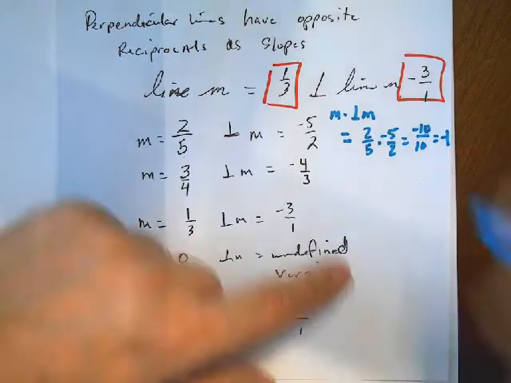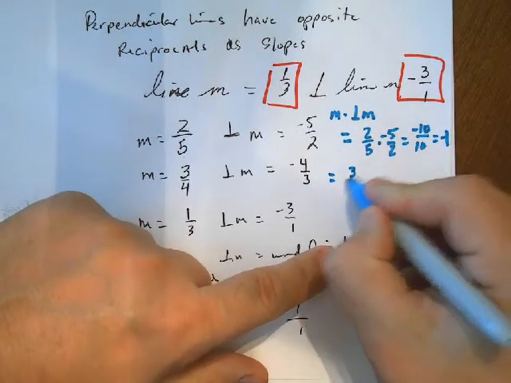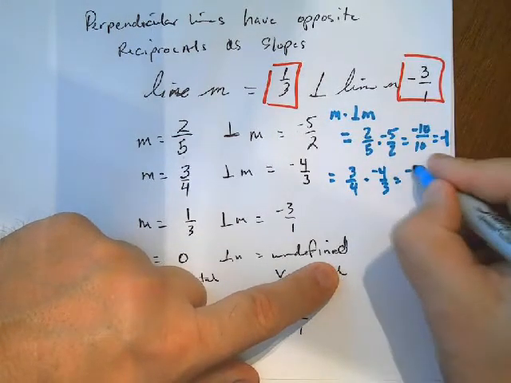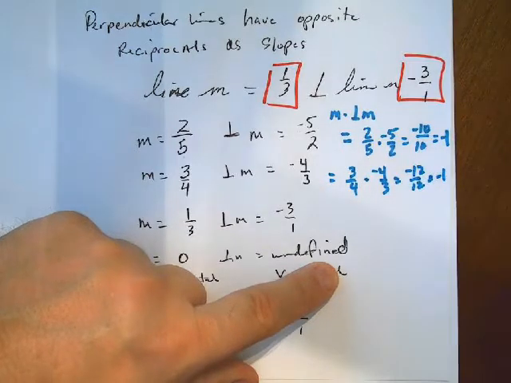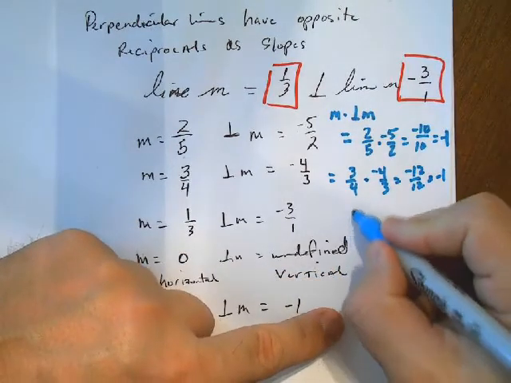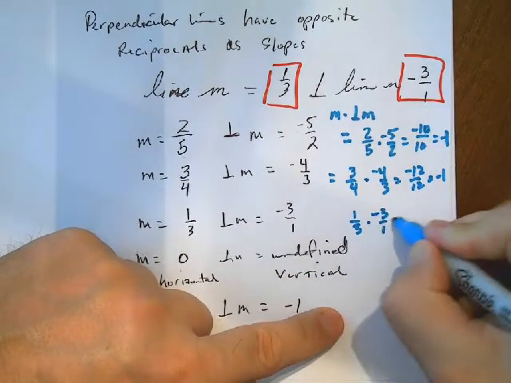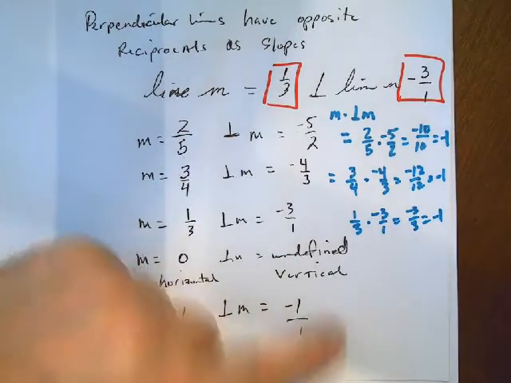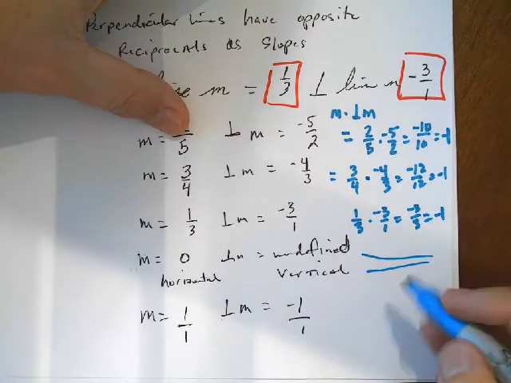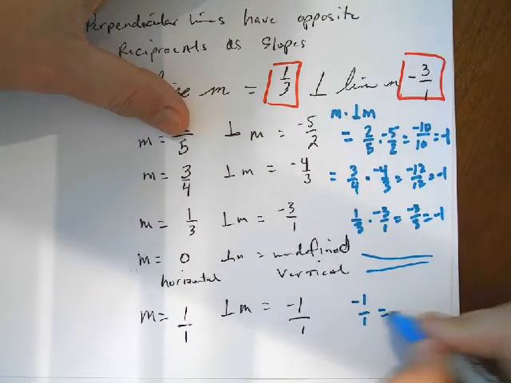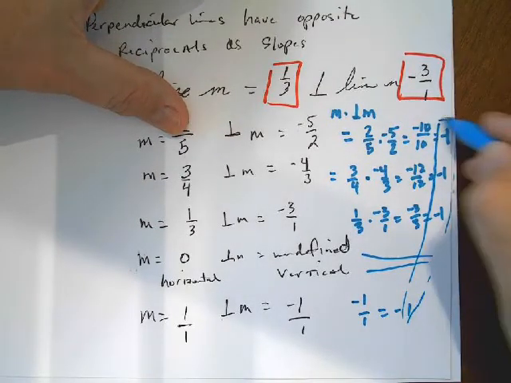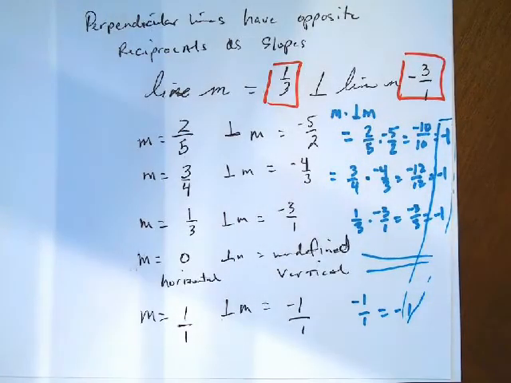About ran out of space on the paper. Let's try that again with the next one. 3/4 times -4/3 is -12 over 12. Huh. Do you think it's always true? Let's keep going. 1/3 times -3 over 1 is -3 over 3, which is -1. And then we have 1 times -1, -1 over 1, still -1. It is always true. We kind of set up this little chart, and it is always true.